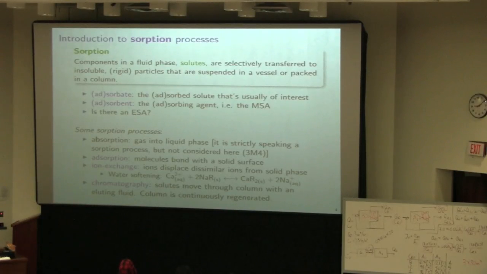Chromatography we'll come to in a lot more detail later, but here the essential distinction is that our solutes come into our column, but as they're flowing through our column we will also be regenerating. We'll elute out those solutes later on. So we're continuously regenerating that column for reuse.